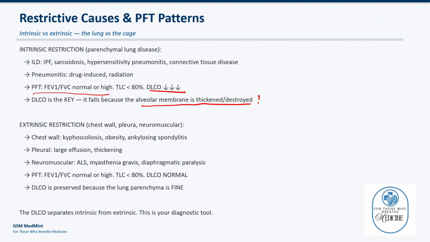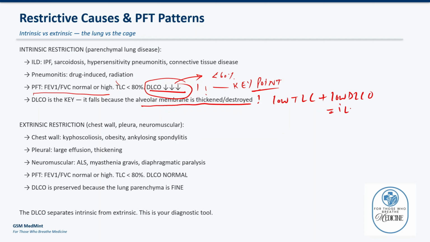The TLC is less than 80% predicted. DLCO is low, often very low, even less than 60% of predicted. DLCO is the key because the gas exchange membrane is damaged, with less surface area and a thickened barrier. This is your diagnostic clue. Low TLC plus low DLCO equals intrinsic lung restriction.